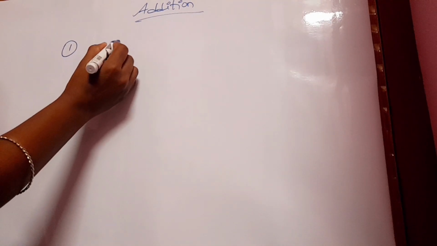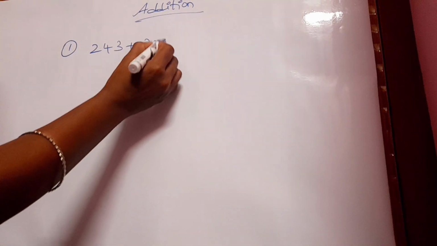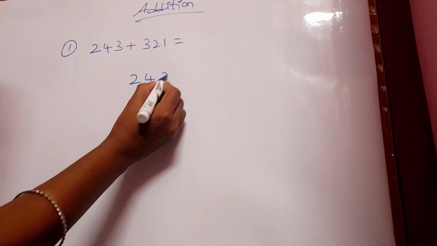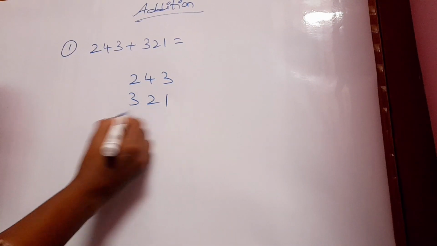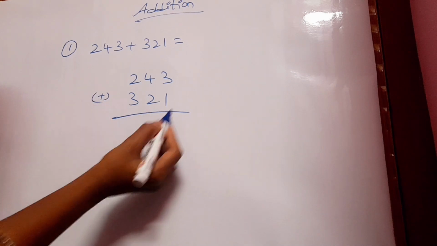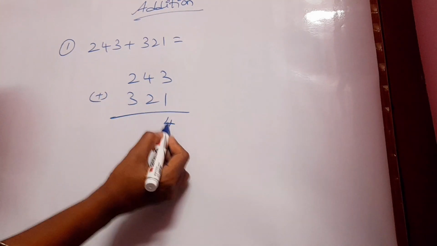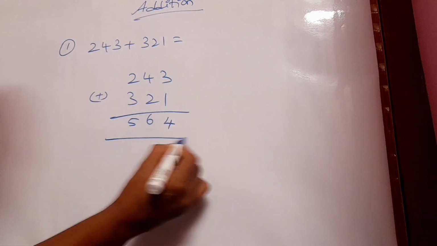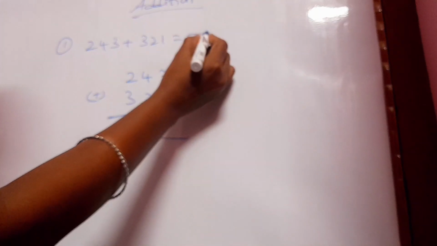243 plus 321. Write it down as 243 and 321. This is addition. 3 plus 1, 4. 4 plus 2, 6. 2 plus 3, 5. The answer is 564.